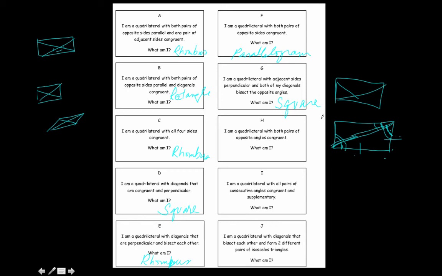Both pairs of opposite angles are congruent. So that's, again, just one of the properties of a parallelogram, but nothing better, nothing more specific. All pairs of consecutive angles congruent and supplementary. So this one's the same as this one, the same as this one, the same as this one, and they all add up to 180. So rectangle.